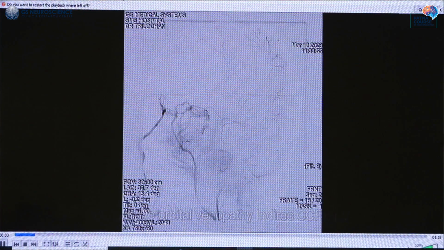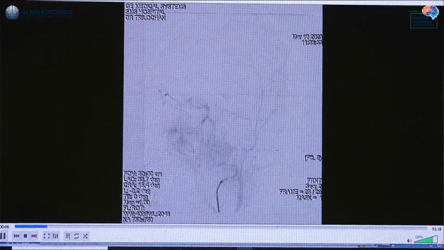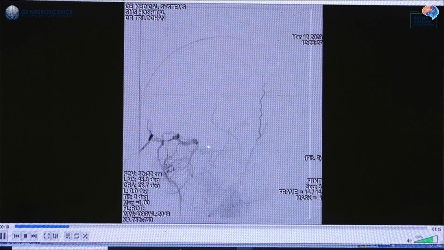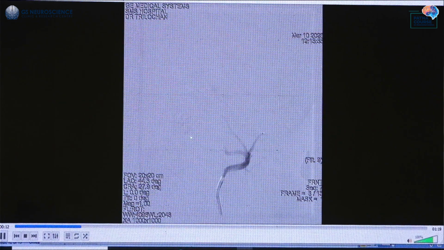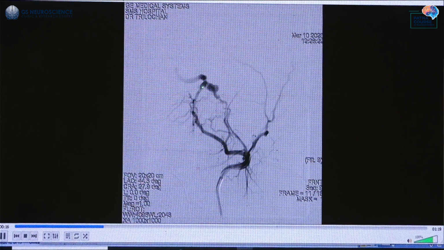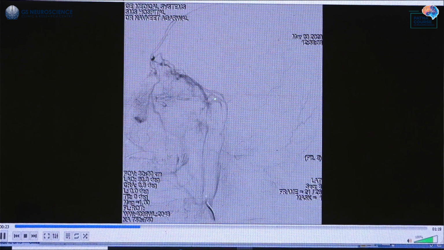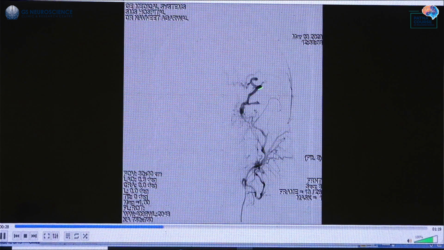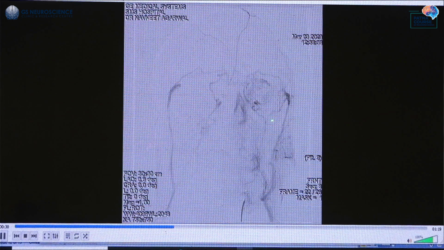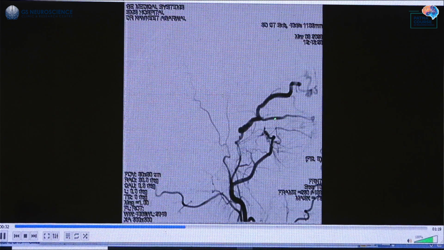This is the video of the case. So this is the injection. So this is the ophthalmic vein. Yeah. Cavernous sinus and superior and inferior ophthalmic veins. This is the fistulous connection. This is the AP view, 3D.